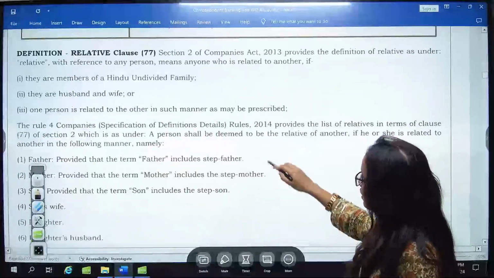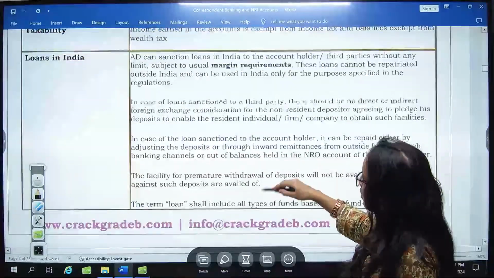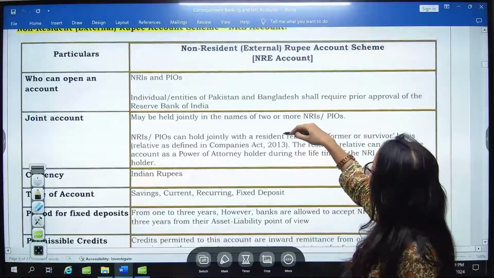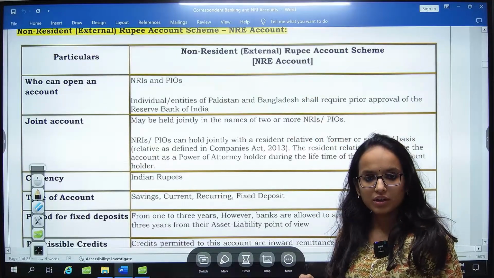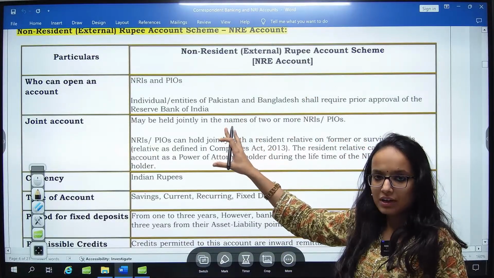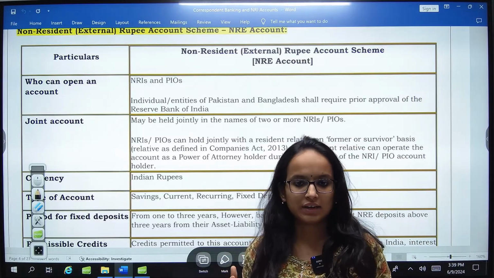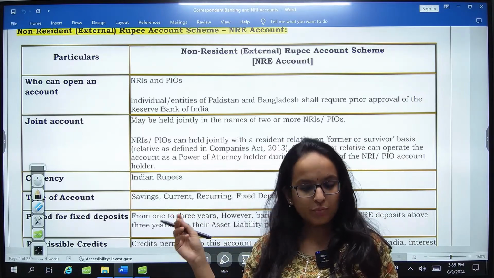So we have completed the NRE account, which was this: Non-resident external rupee account. So we have done this particular account. We are discussing all the types of NRI accounts which are there for the non-residents. So the first one is done. I hope you understood it.